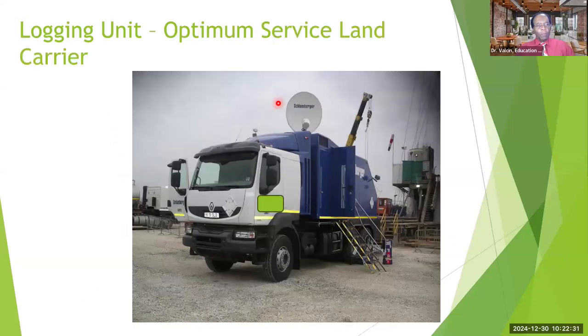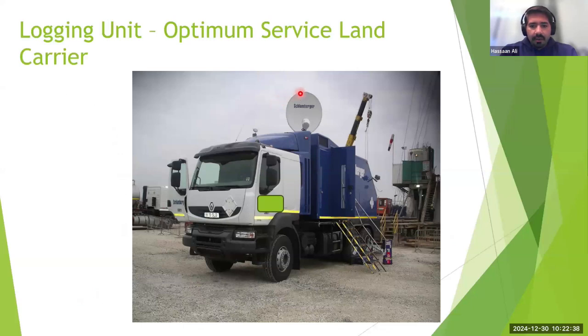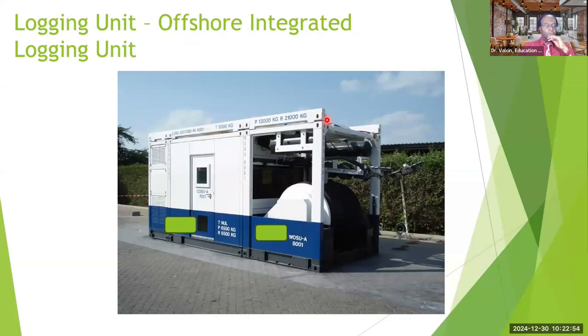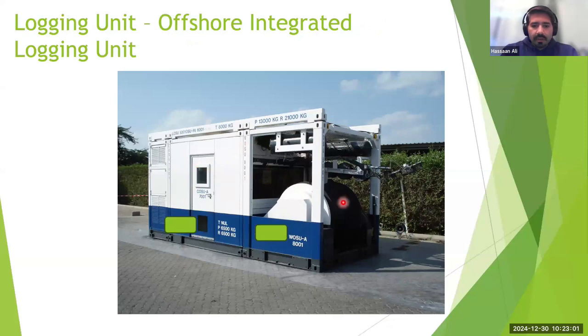This is an example of a land wireline unit. You can see a couple of systems over here. This is the cab in which the acquisition system is located, and this is the VSAT through which the data transmission can be done all the way from on-site to the technology center. This is the wireline unit. What you can see is the acquisition system is located inside the cab, and then your cable drum is located right over here.